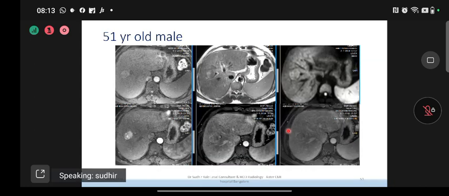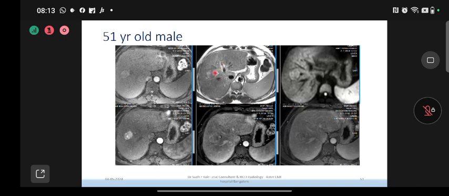Now coming to the next set of a 51-year-old male patient, you can see that there is an around 18 millimeter nodular lesion in the right lobe of the liver. You can see that in T1 it is actually a little brighter. So this can be possible, the lesion can be brighter.